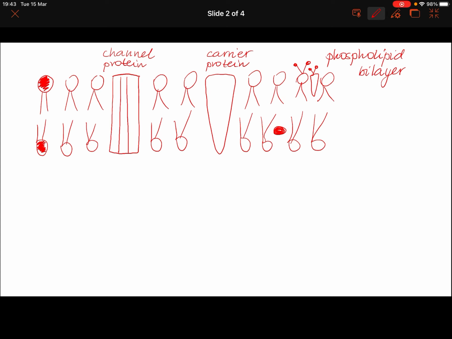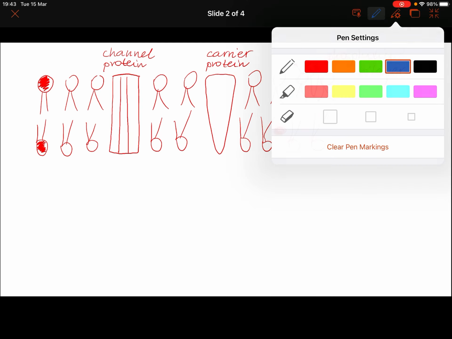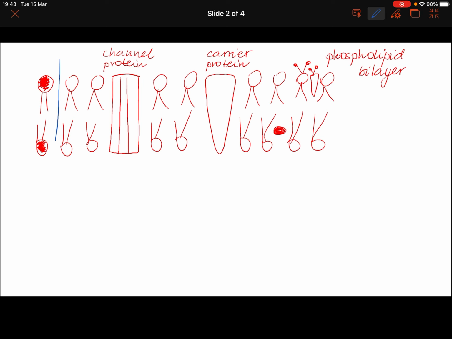So, the aim of today's quick session is to recap on different types of transport. We will start with simple diffusion. Simple diffusion is a movement of small, lipid soluble molecules down the concentration gradient. Down the diffusion gradient. So what does that mean?